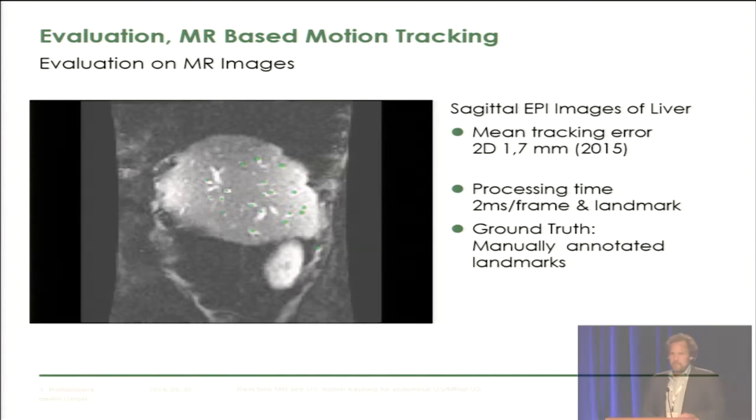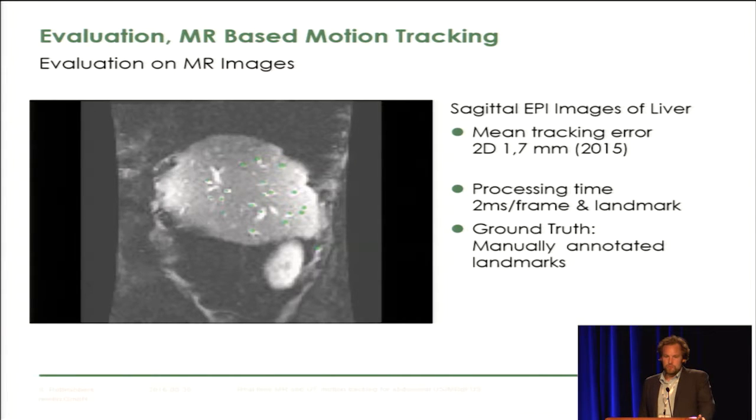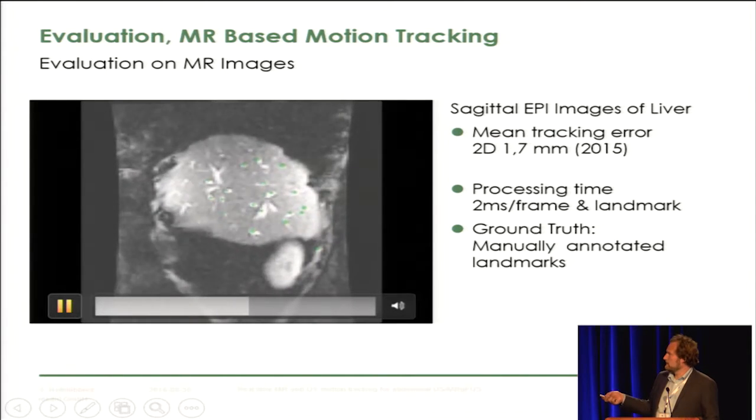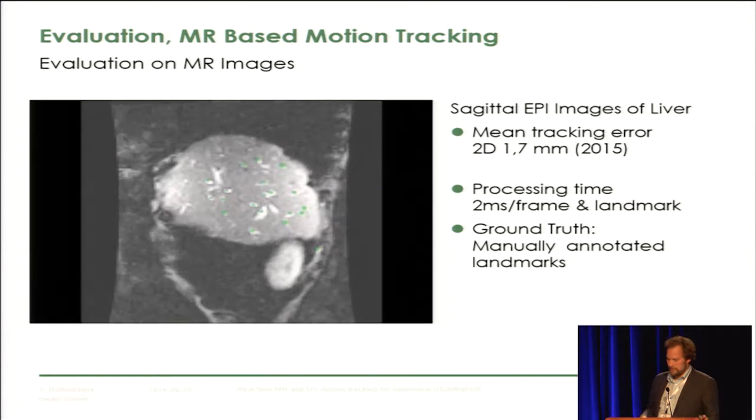All right, we evaluated the method in two challenges, one MR tracking challenge and one ultrasound tracking challenge. Both were compared to manually annotated landmark positions. For the MR tracking, we reached an accuracy of about 1.7 millimeters for 2D sagittal images of the liver. Can you play that movie, maybe? Okay, and here you see the tracking points following the trajectory.